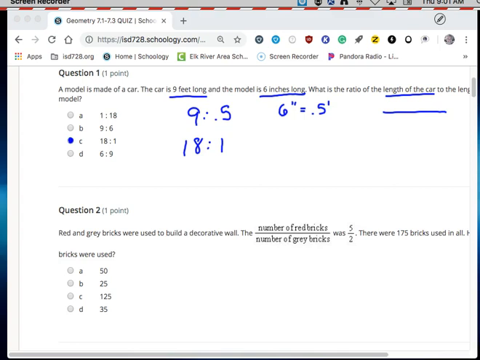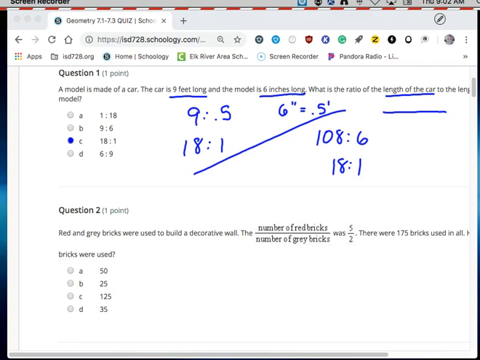Now, I could have put it in inches, if I wanted to go 9 times 12 and come up with inches, that's 108. So 108 inches to 6. But now I divide 108 by 6, and lo and behold, I get 18:1. So I could have gotten either one as I look through the problem.